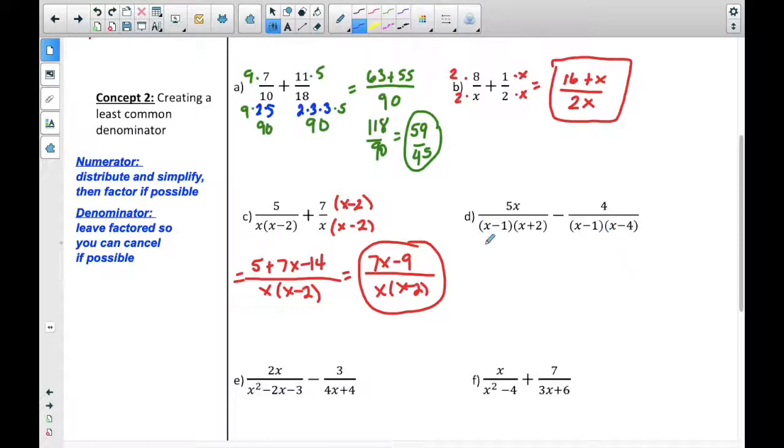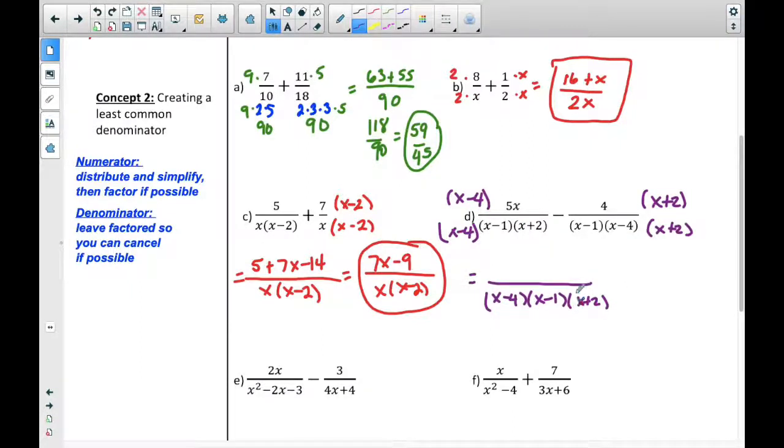I have an x minus 1 on the left. I have an x minus 1 on the right. But the left needs an x minus 4 because that was over here on the right. Well, if it's on the right, it has to be on the left also. And then the right, it needs the x plus 2. Now I'm going to follow those instructions I was talking about over there on the left-hand margin. And that is, I'm going to go ahead and distribute my numerators, but I'm going to leave my denominator in factored form.